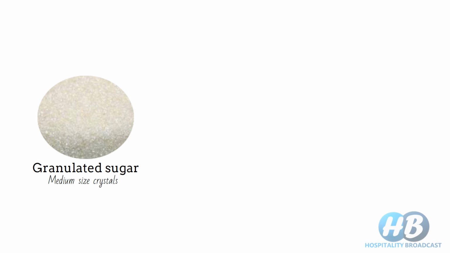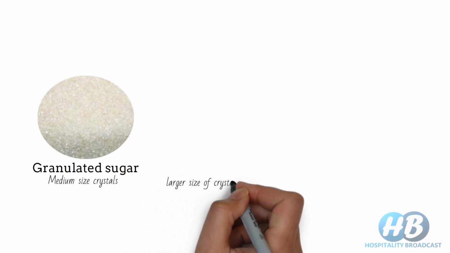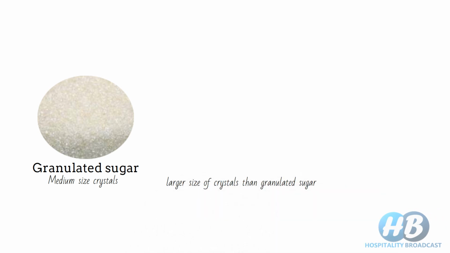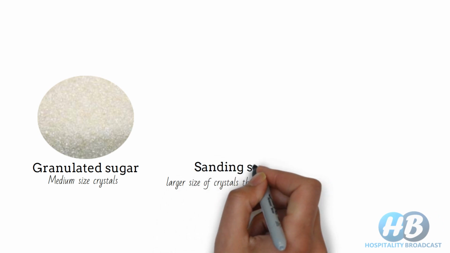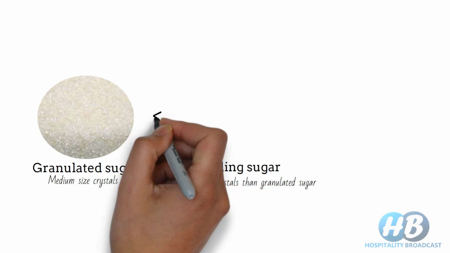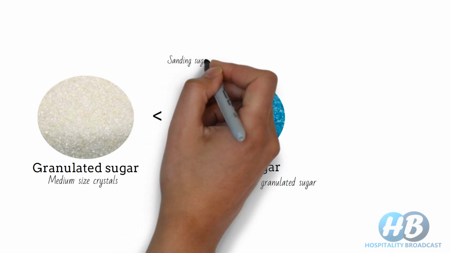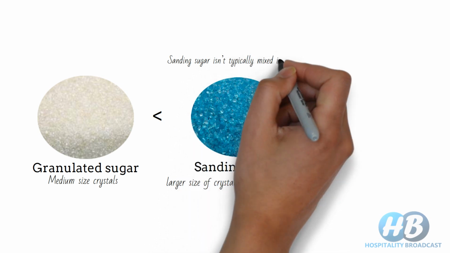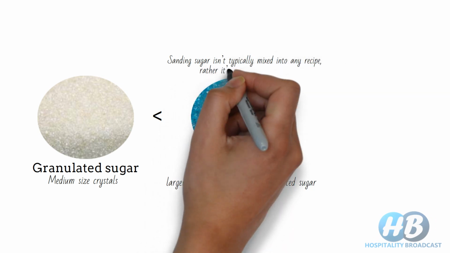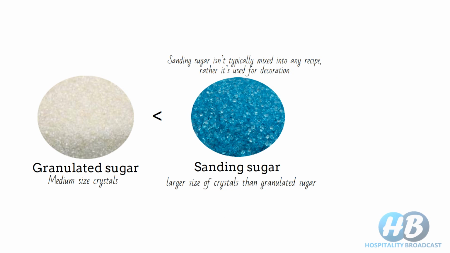There is also sugar with larger crystals than granulated sugar that we call sanding sugar. It has large granules that don't readily dissolve when exposed to heat or moisture. Sanding sugar isn't typically mixed into any recipe, rather it's used for decoration, and you can find it in a wide array of colors.